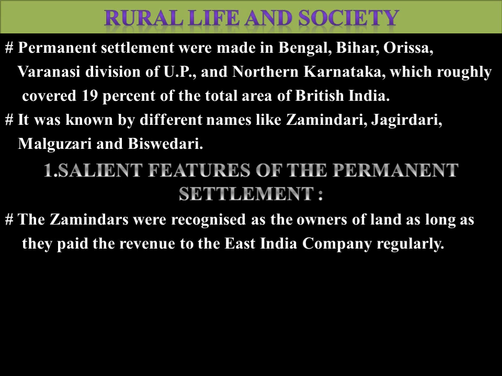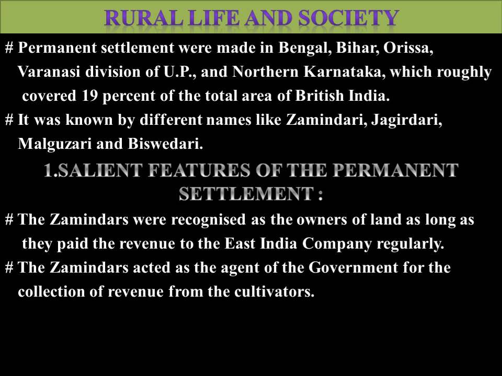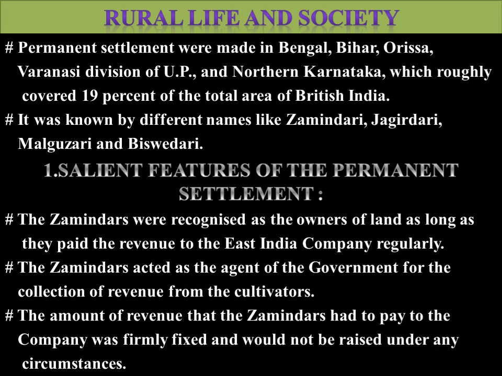The Zamindars were recognized as the owners of the land as long as they paid the revenue to the East India Company regularly. The next point is the Zamindar acted as the agent of the government for the collection of revenue from the cultivators. The next is the amount of revenue that the Zamindar had to pay to the Company was firmly fixed and would not be raised under any circumstances.